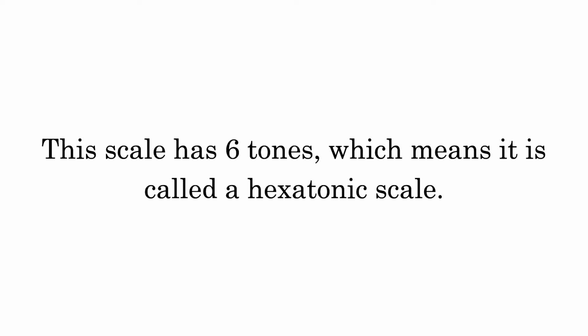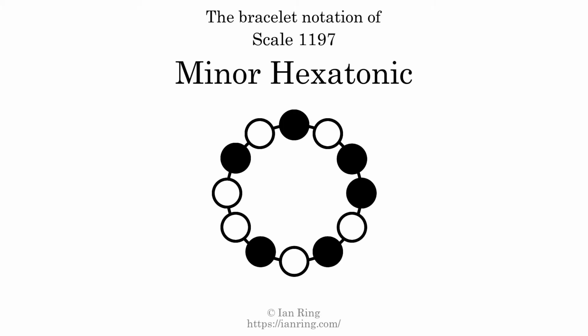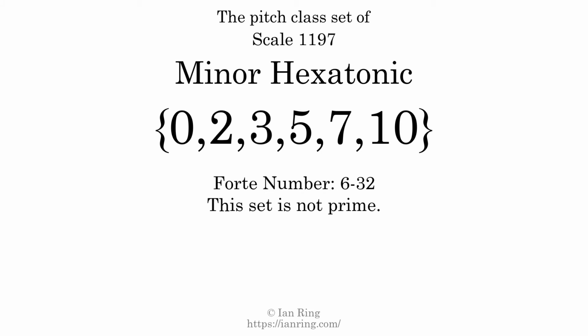This scale has 6 tones, which means it is called a hexatonic scale. This is a bracelet notation diagram of scale 1197. The shaded circles represent tones that appear in the scale, and they are read clockwise, starting at the top. The pitch class set for this scale is 0, 2, 3, 5, 7, 10.